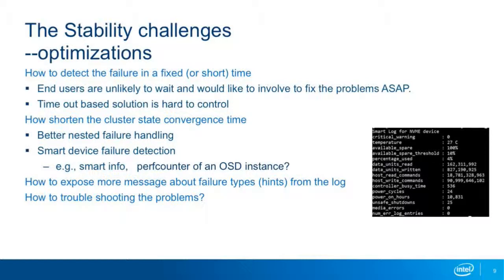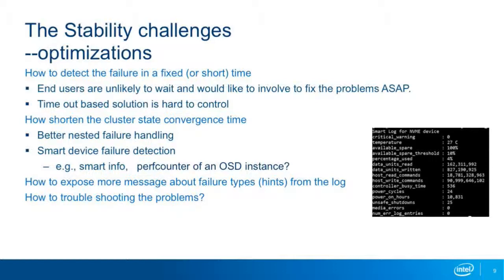So how do we leverage the SMART info? For example, if we can detect the hard drive failing, or if we can detect there is a file system issue, we can predict the partition errors. So we can leverage some third-party management software to better handle those kinds of errors. The second thing is, most people want to detect the failure in a fixed time. They don't want the cluster status to go up and down again. So this is still another thing we need to do. And the second thing is how can we shorten the state convergence time?